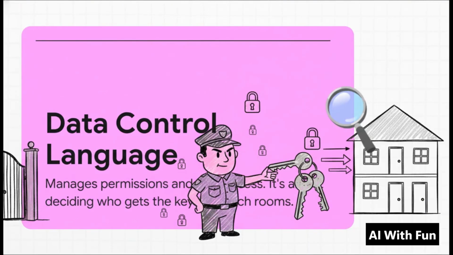First up, security. DCL, or Data Control Language, is basically the security guard for our data house. It's not about the structure or the data itself, but about who is allowed to do what. Just think of it like handing out keys. Some people might get a master key that opens every door, while others can only get into the living room.